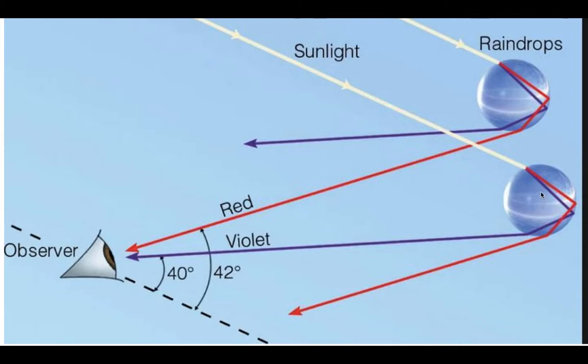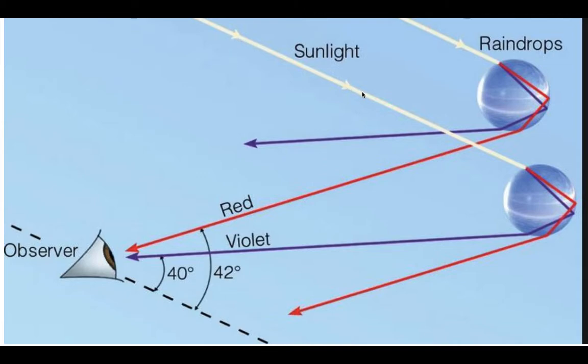And then the ones that are a little bit lower, they bend the violet light a little bit more, and so you see violet lower in the rainbow. And because this is a spherical droplet of water, this happens in 3 dimensions, it produces a circular rainbow. In order to see a rainbow, you have to have the sunlight behind you.